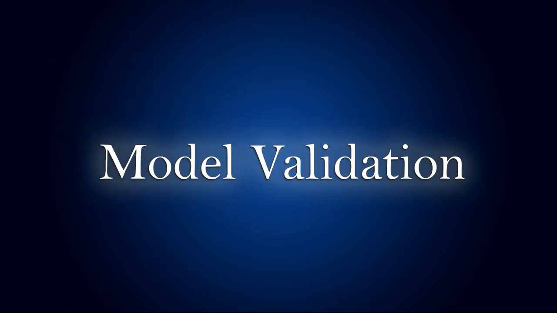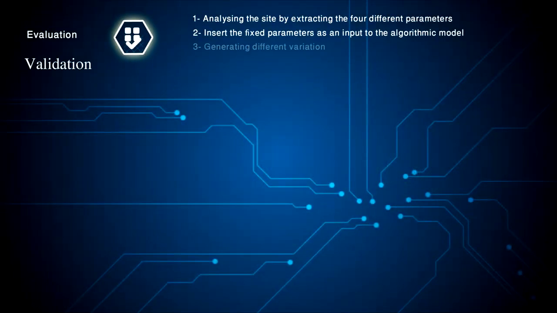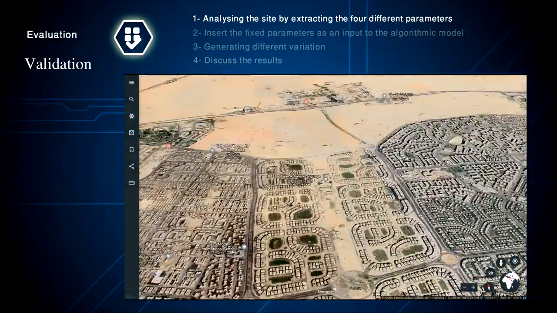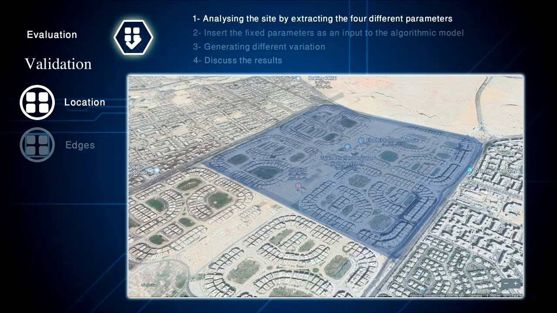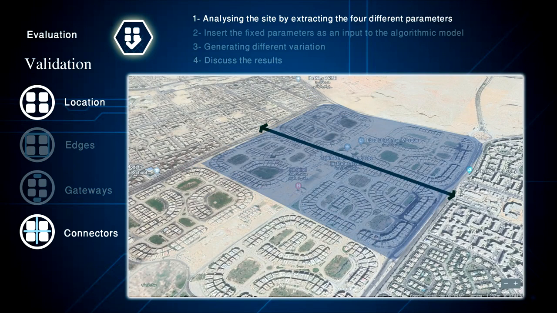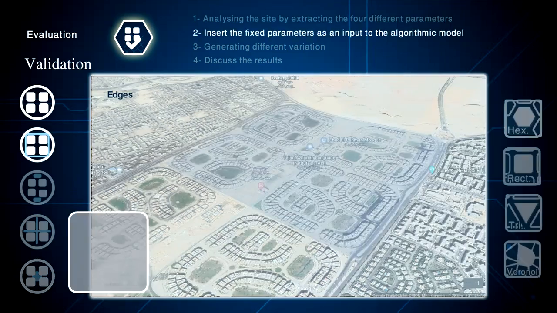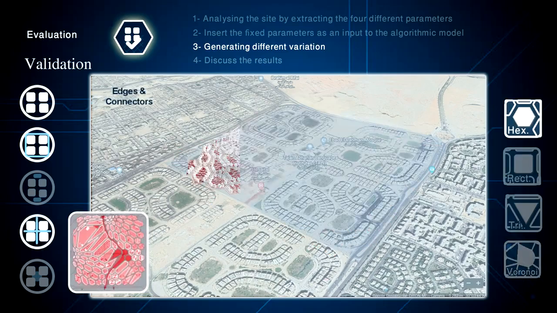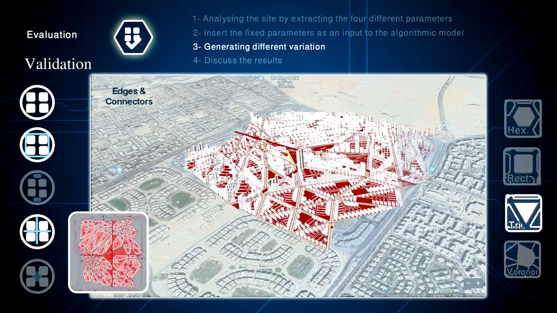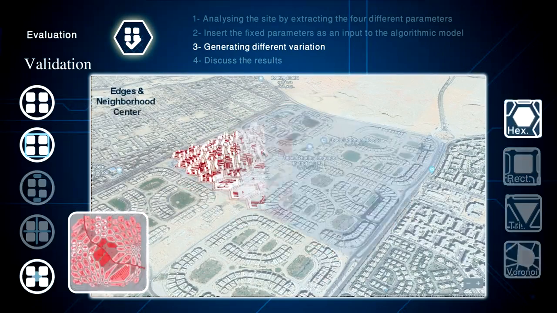The criteria of nominative site should be located in Egypt. The scale should be between neighborhood scale and district. It should be surrounded by streets from all directions without being in a slum. The process includes analyzing the site by extracting the 4 different parameters, inserting the fixed parameters to the model as inputs, generating different variation, and finally discuss the result.